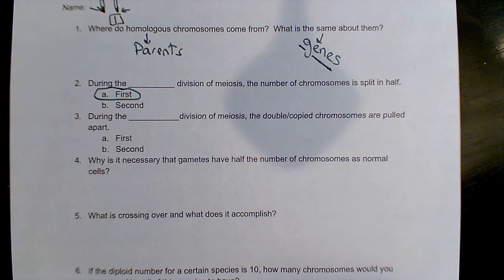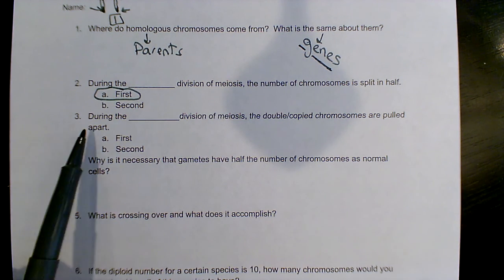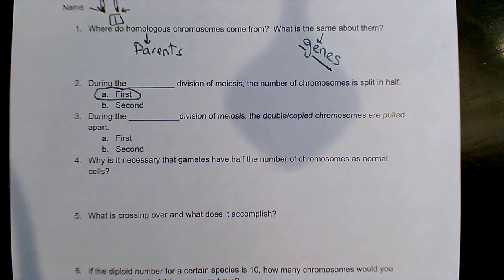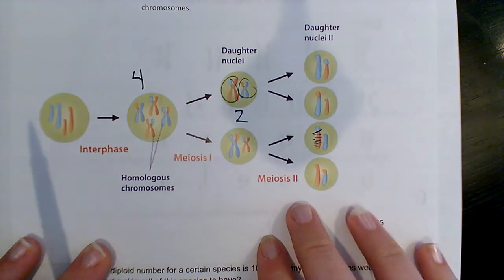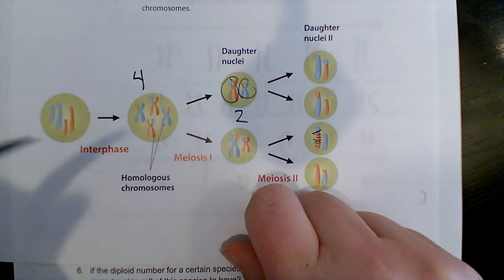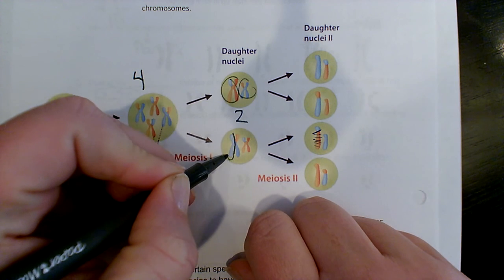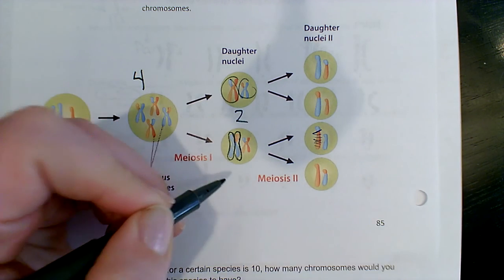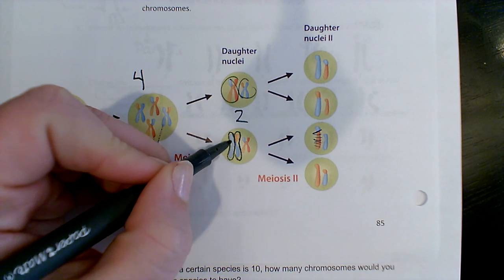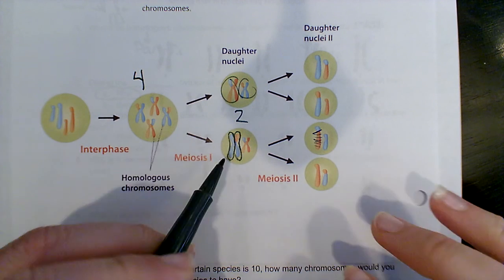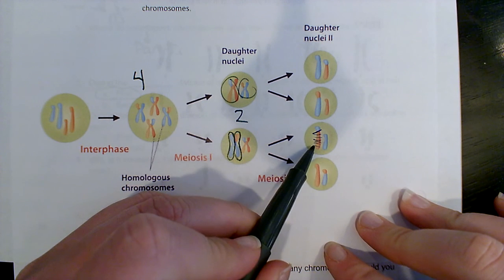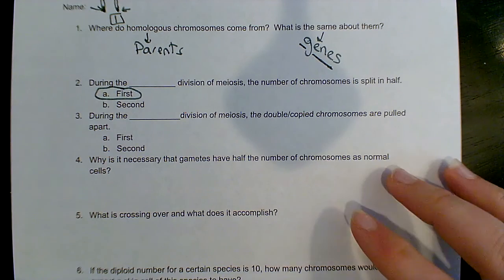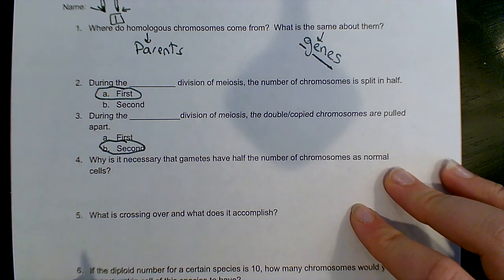And so then number 3 becomes pretty obvious, but let's look at it anyway. During which division of meiosis are the double/copied chromosomes pulled apart? So going into this, remember, this is the original, and here's its copy, and it has a little bit of that different stuff on there because of crossing over, but pretty much here's the original and here's the copy, and then in meiosis 2, they get separated from each other. So that has got to be the second division.